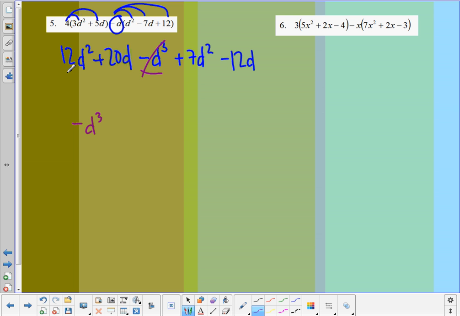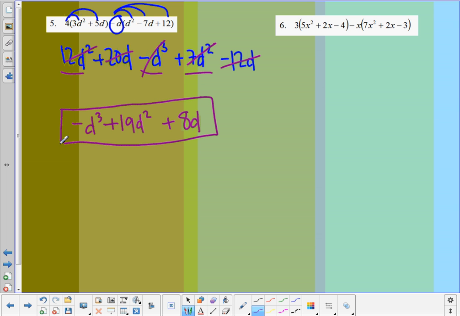Now I have a 12d squared and a 7d squared. That would be next. When I put those two together, they're both positive, so I have plus 19d squared. Next, I have 20d minus 12d, and 20 minus 12 gives me 8, so I have plus 8d. So I've combined my like terms. I purposely did it in order of largest exponent, so they're automatically written in standard form. And that is my answer.